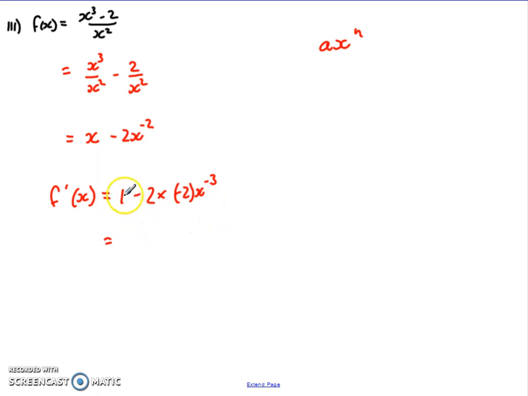So in a case of simplifying it, so I've got 1, and then take away 2 times minus 2 gives me plus 4x to the negative 3. And again, we might look to write this with a positive index depending on the question. To do that, take it to the bottom, and I get 1 plus 4 over x cubed. And that's my answer for the final question.